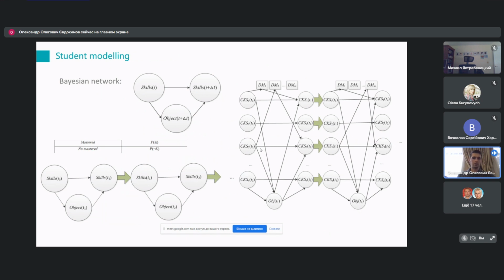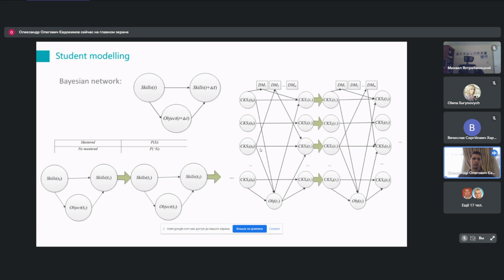The student skill at the moment of time t should affect the correctness of the student step at the moment of time t plus delta t, as well as her skill at the moment of time t plus delta t. In turn, the step taken by the learner must affect his skills at the next step. Thus, the variable skills must influence the variable object as well as the variable skills.